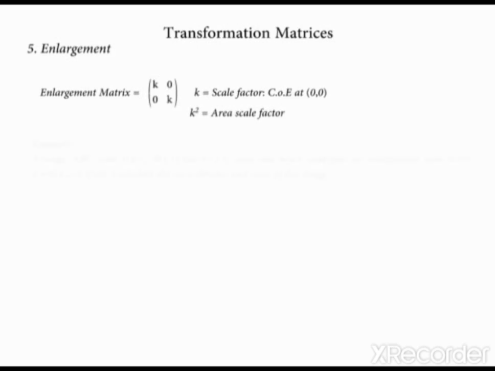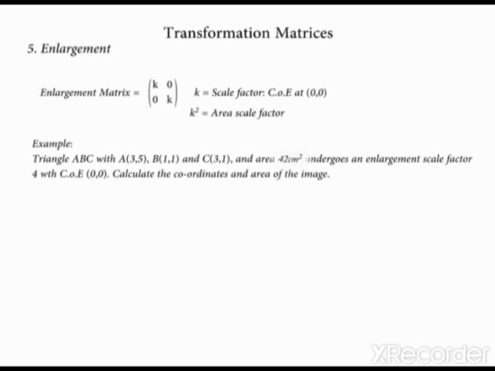For example, triangle ABC with coordinates A 3, 5, B 1, 1, and C 3, 1, and area 4 square units undergoes an enlargement with scale factor 4 with center of enlargement at 0, 0. Calculate the coordinates and the area of the image.